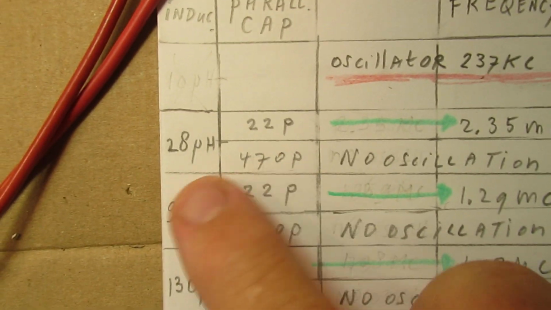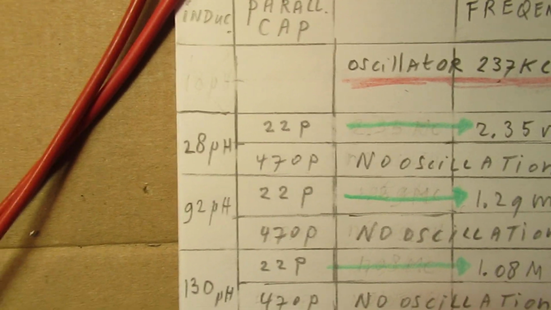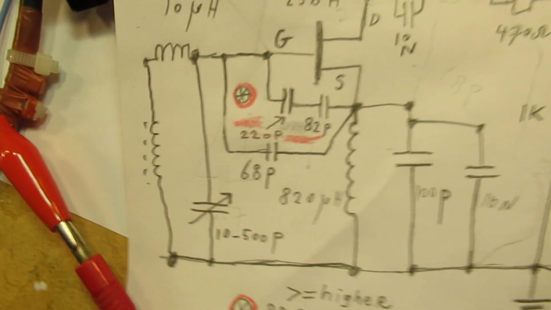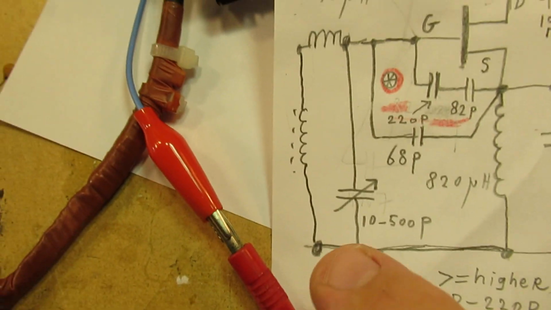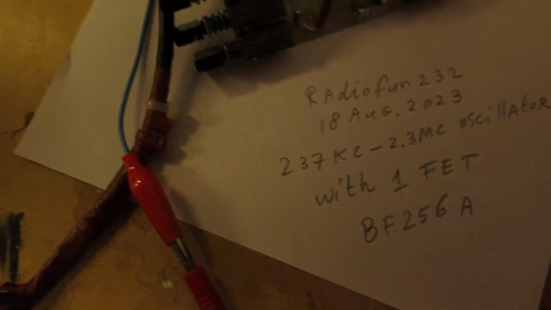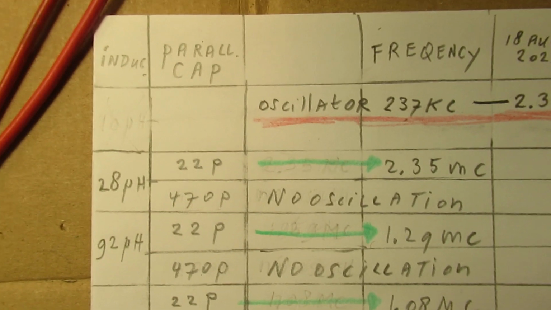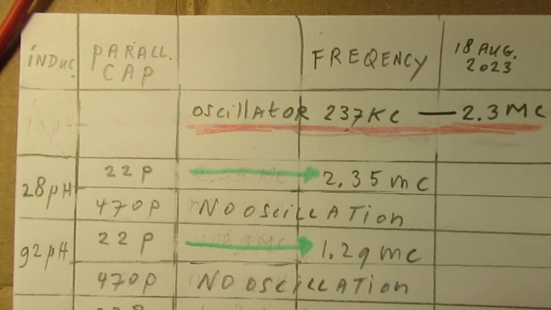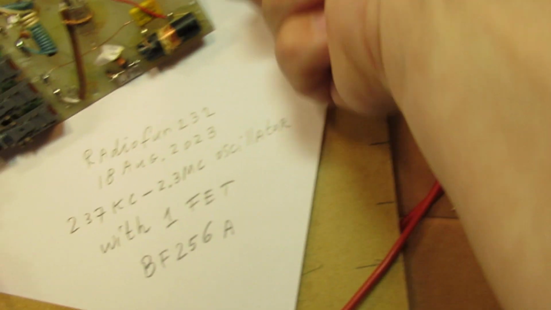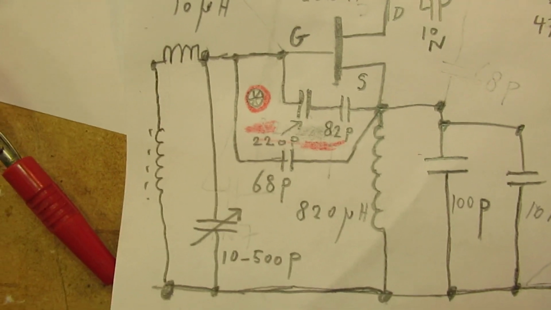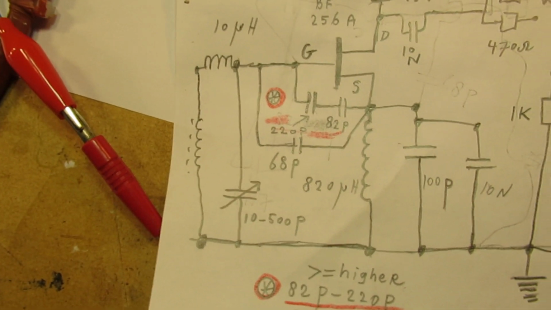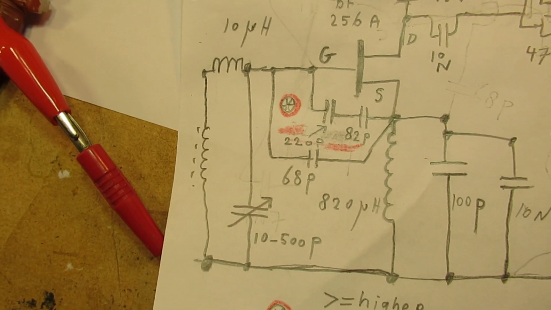So when you connect a coil of 28 microhenry to the input of this oscillator, this one here for instance, 28 microhenry, and you have a capacitor here of 22 picofarad, the maximum frequency is 2.35 megacycles. And of course you can connect here a tunable, a variable capacitor. That means that you can set the frequency in a certain frequency band.